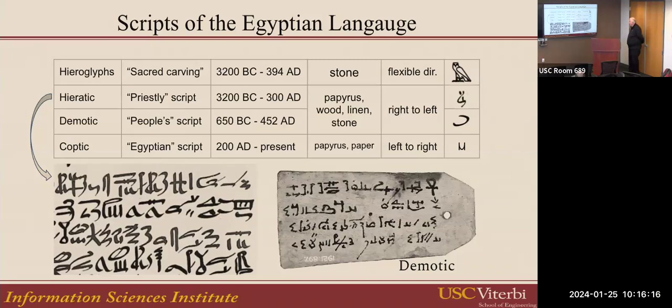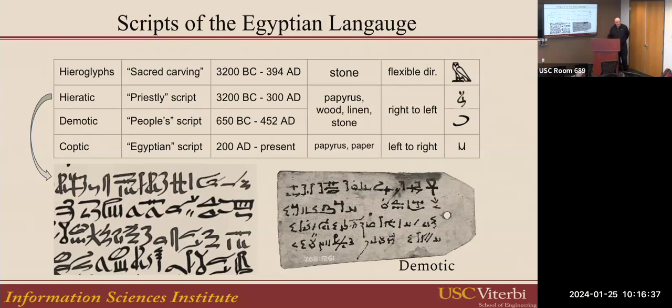The hieroglyphs have some more flexible direction. We're going to get to that later on. Later in the cursive scripts, it's very predominantly right to left, and modern Coptic is left to right. Coptic is a very different script, so there's a clear break between Demotic and Coptic. We'll get to that a little bit later.